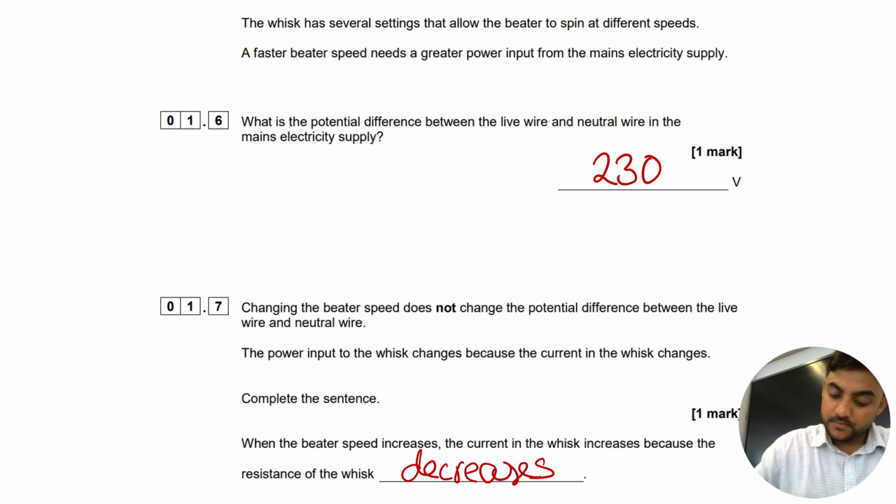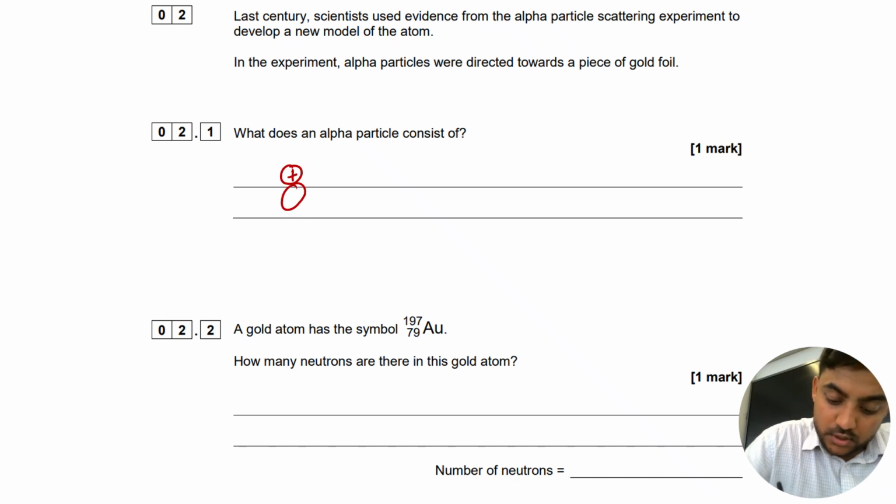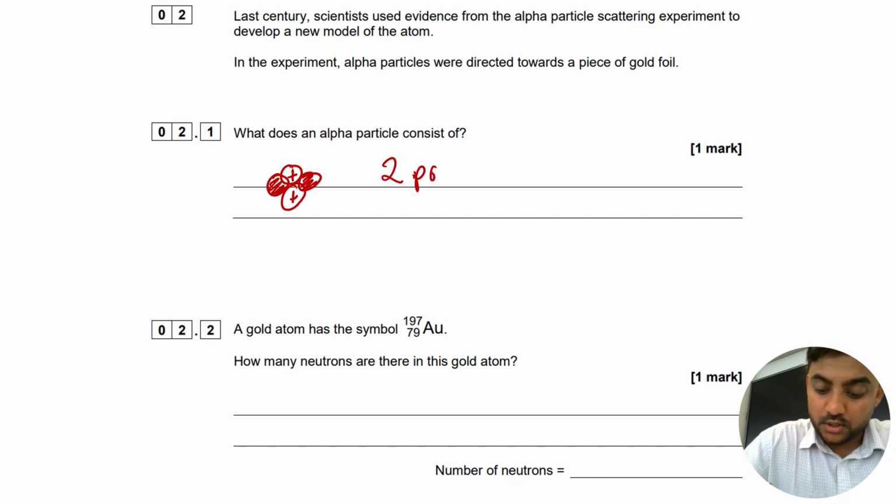Next, this question is about Rutherford's alpha scattering experiment. 2.1. What does the alpha particle consist of? The alpha particle is also called the helium nucleus. Therefore, it consists of 2 protons and 2 neutrons. Of course, drawing a picture doesn't get you the marks. You have to say 2 protons and 2 neutrons.